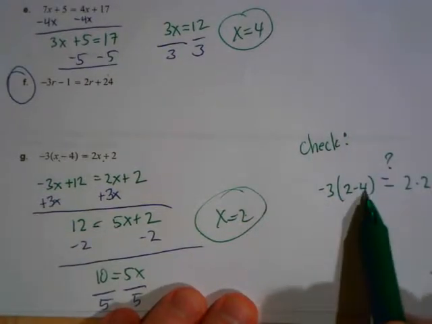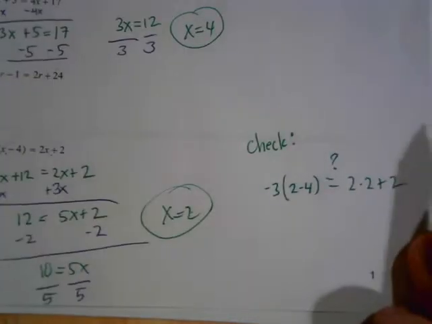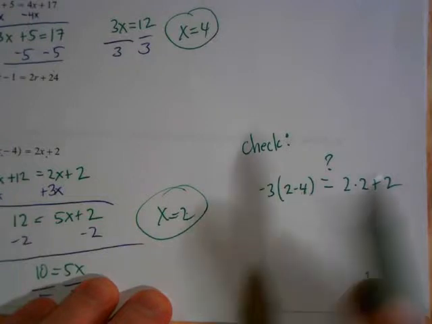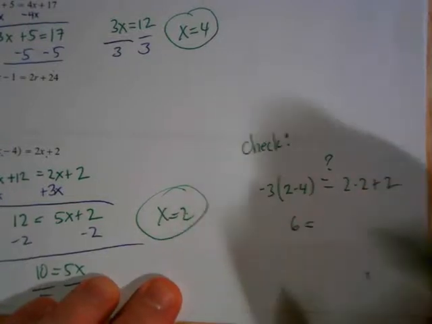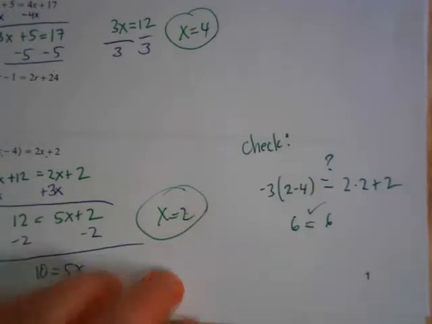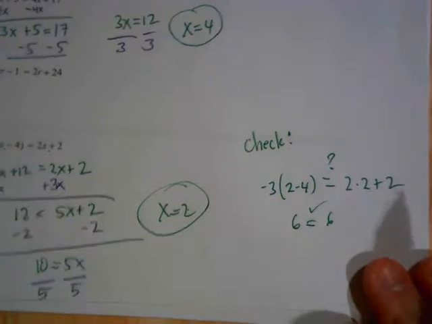Move it over a little bit more. 2 minus 4 is negative 2. Negative 2 times negative 3 is 6. Over here, 2 times 2 is 4. 4 plus 2 is 6. So I'm very sure I have the right answer. 6 equals 6. All right.